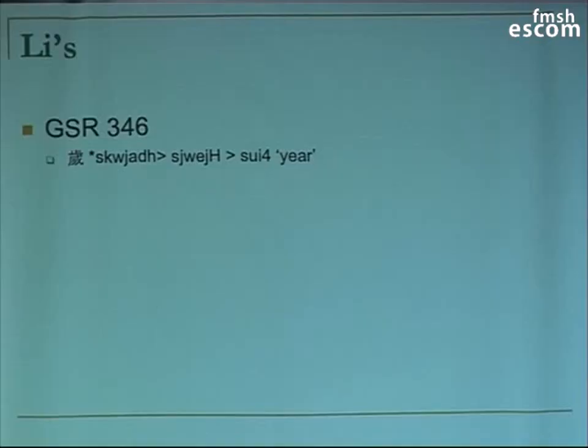For writing these words. Now let's see Li Fangwei's solution. Li Fangwei has in principle a reconstruction for all these words, but I've only used a few of those that we have in our database. So here Li Fangwei has SK for the first one.